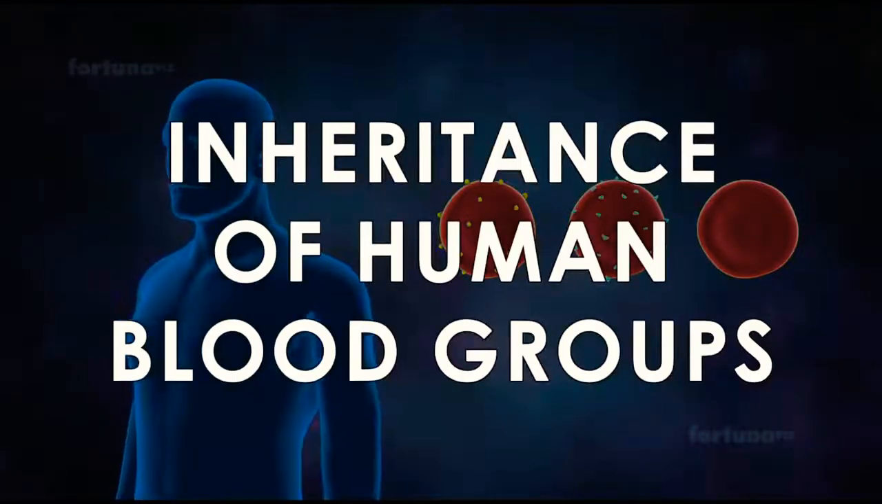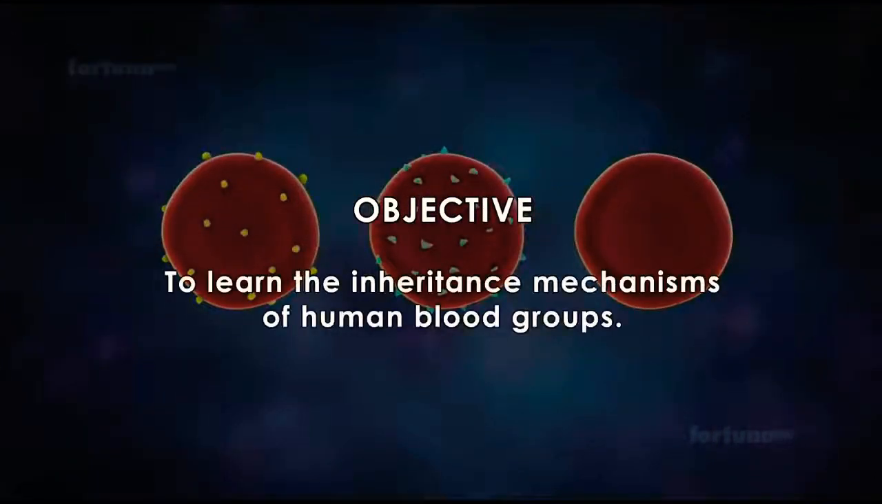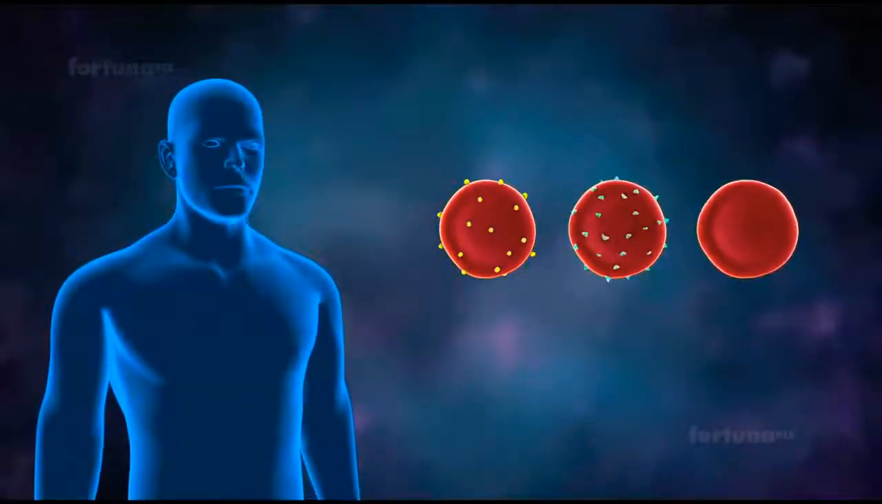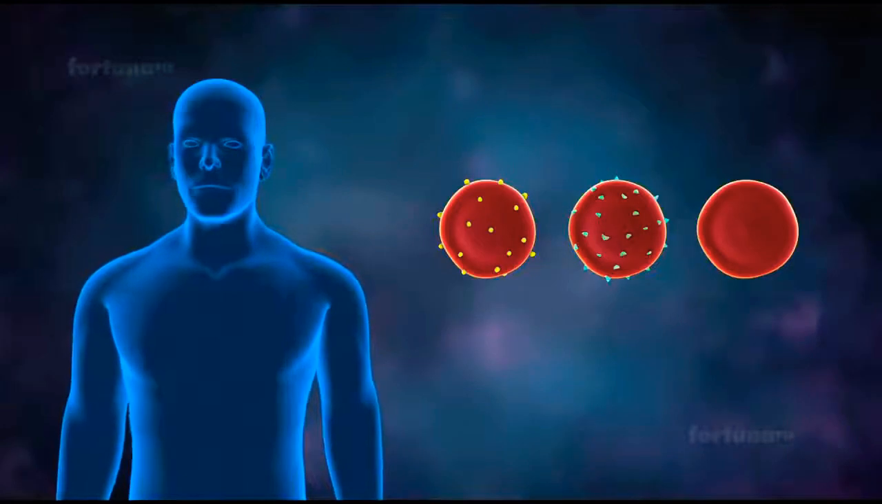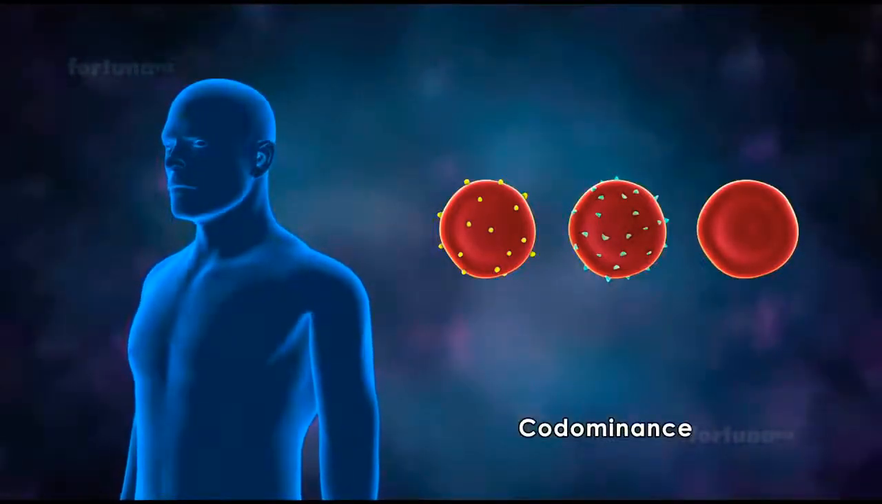Inheritance of human blood groups. Objective: to learn the inheritance mechanisms of human blood groups. Human blood groups, also known as blood types, are inherited through a phenomenon known as codominance.